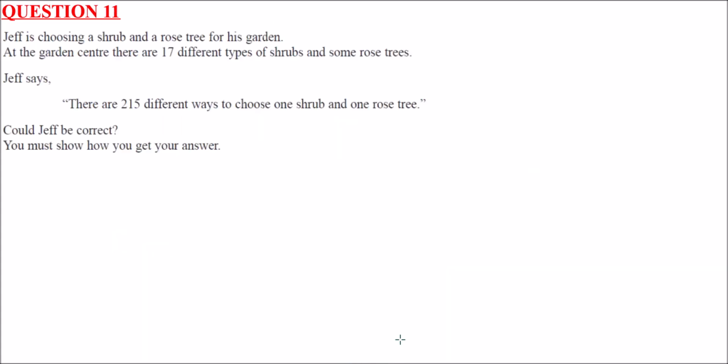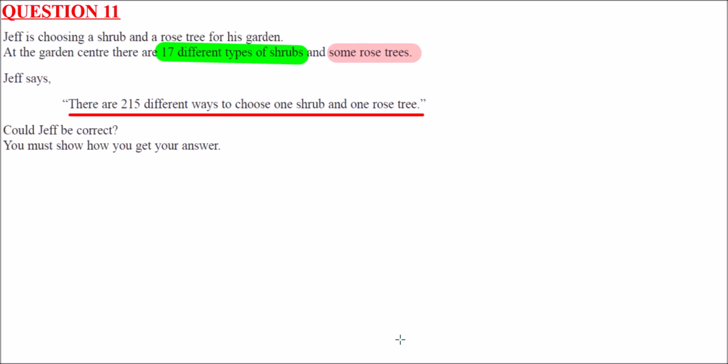Question 11. Jeff is doing some gardening. He's choosing a shrub and a rose tree for his garden. At the garden centre, there are 17 different types of shrubs and also some rose trees as well. Jeff reckons there's 215 different ways to choose one shrub and one rose tree. So he's got 17 different types of shrubs and some rose trees. Let's imagine picking them on a menu. So there's rose tree and shrub combinations to be made. He reckons there's 215 combinations in total.